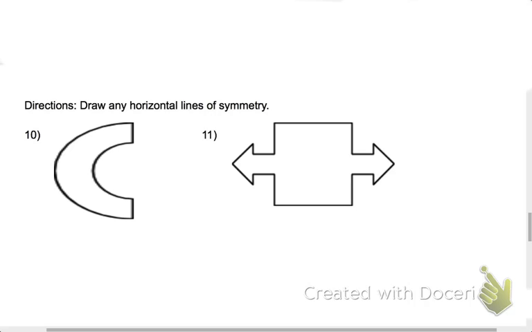Okay, number 10 and 11 are asking for horizontal lines of symmetry. So this would be a horizontal line. Could I draw a horizontal line right across the middle of the figure and it would fold on top of itself? So this horizontal line for number 10 would be right there. If I folded it right there on both sides, it would fold right in half exactly. And same with number 11. If I drew that right down the center, there would be my line of symmetry.